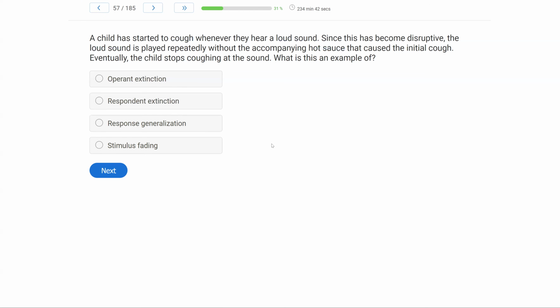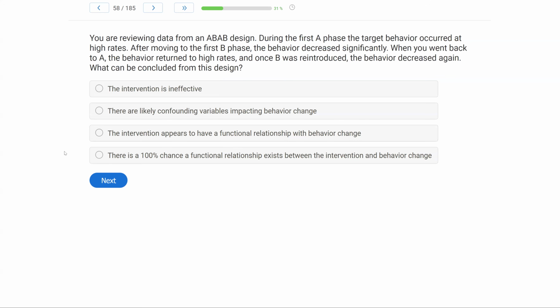So C is out. And then D, stimulus fading. Don't be confused by stimulus fading. We're not fading anything out, right? We're just trying to unpair the loud sound and the hot sauce so the loud sound stops causing the reflex of the cough. And in order to do that, in order to unpair that, we have to present the loud sound stimulus without the hot sauce. So what is this an example of? B, respondent extinction.